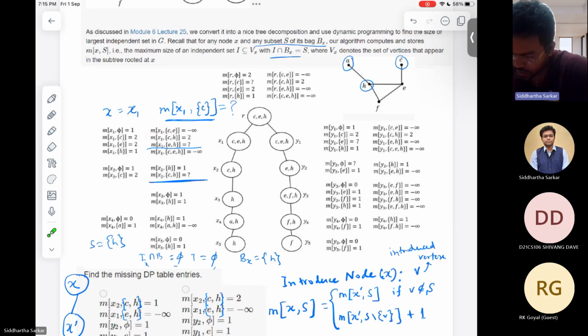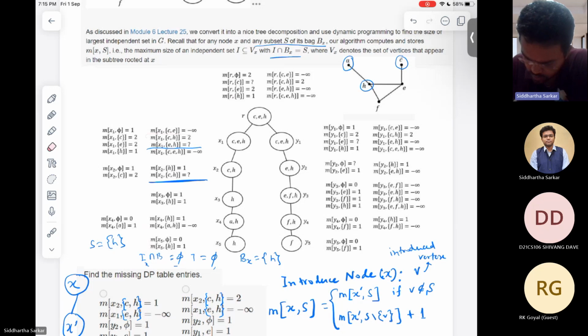So S is what? S is E comma H. Let me write down. And just remove these things. So in this case, S is E comma H. So S minus introduced vertex is E. So S minus V is H. We're interested in this entry. Yes. So what is the entry corresponding to X2 H? X2 H is 1.